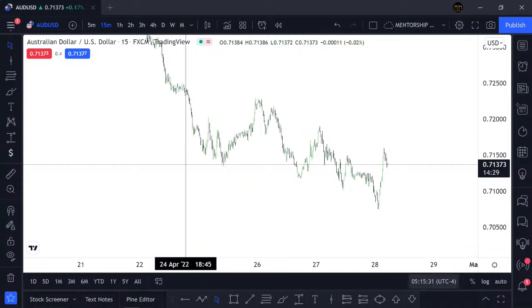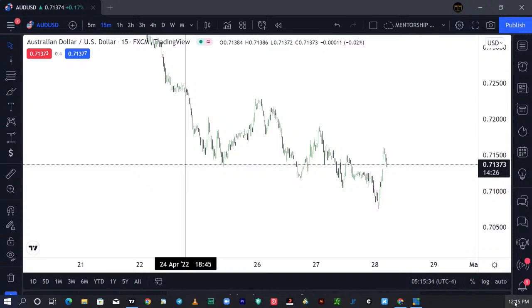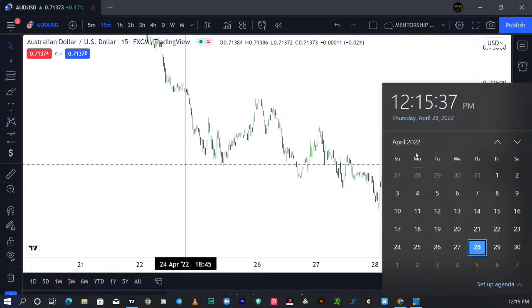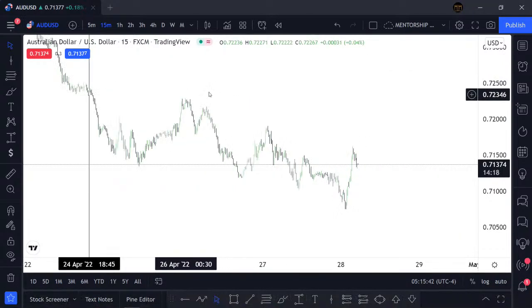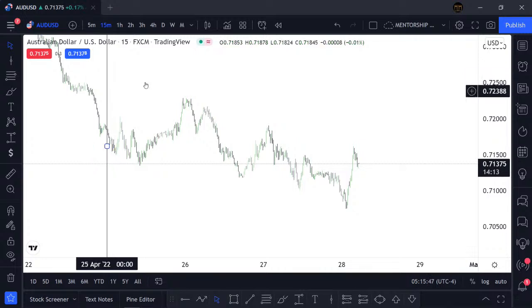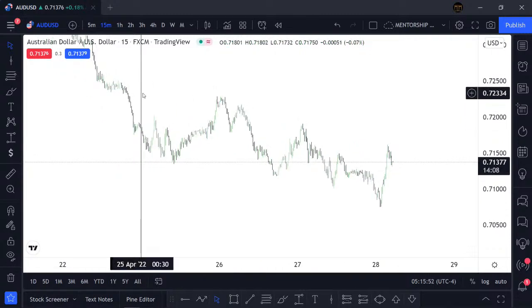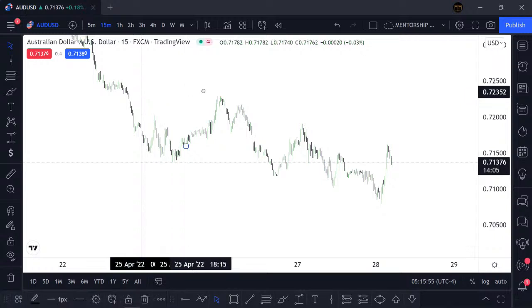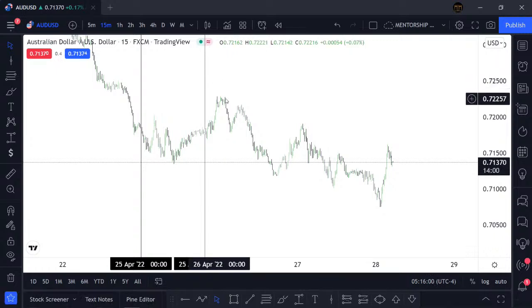Let's look for Monday. Monday, right here, April 25th. I'm going to look for April 24th midnight, right there. This is what I am looking for here now. On a Tuesday, we got the weekly high on the Aussie dollar, AUD USD. This is the weekly high.